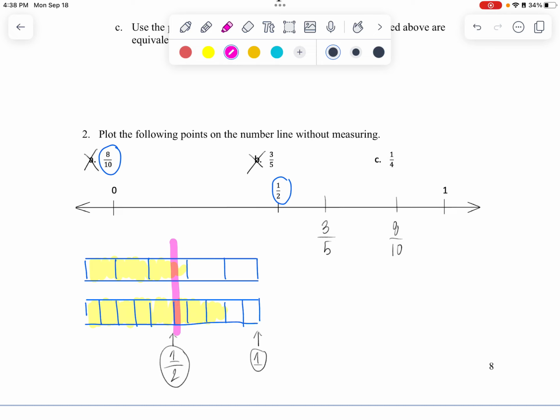Another thing though that I could do to compare 3/5 and 8/10 is I could actually create an equivalent fraction and say, well, 3/5 is the same thing as how many tenths? I know that 5 times 2 is 10 and 3 times 2 is 6. And so I know 3/5 is equal to 6/10. Well, 6/10 is obviously less than 8/10, and so this makes sense that 6/10 would be less than 8/10, but more than 1/2.